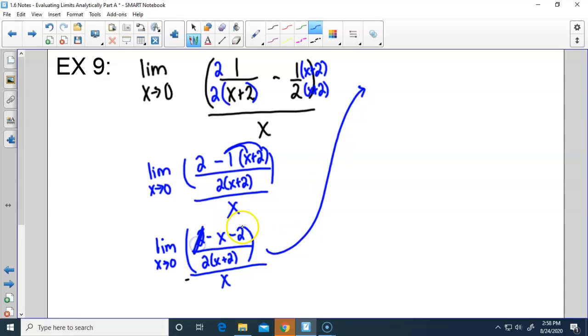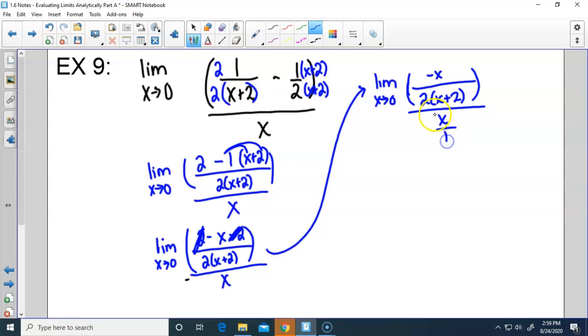So the positive 2 and the negative 2 are going to cancel each other out here, leaving us with the limit as x approaches 0 of -x over 2 times x plus 2 all over x here. And so we're really close here. We've got this numerator as a single fraction. So at this point, I'm going to tell myself dividing fractions is easy as pie. Flip the second and multiply. So I'm going to end up with the limit as x approaches 0 of -x over 2 times x plus 2 times 1 over x.